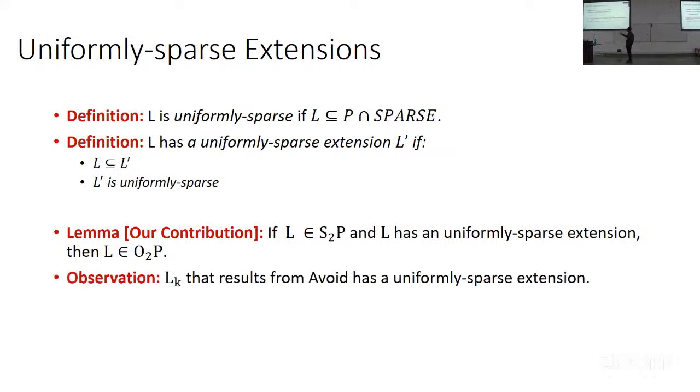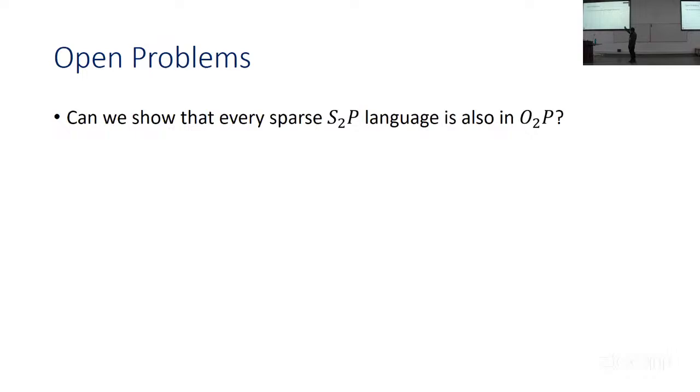And then you can just see that the language that comes out of this word reduction has this property. And then we get that LK belongs to O2P. And then everything else follows from there. It's very standard. Okay, everything follows. And then I'm done.